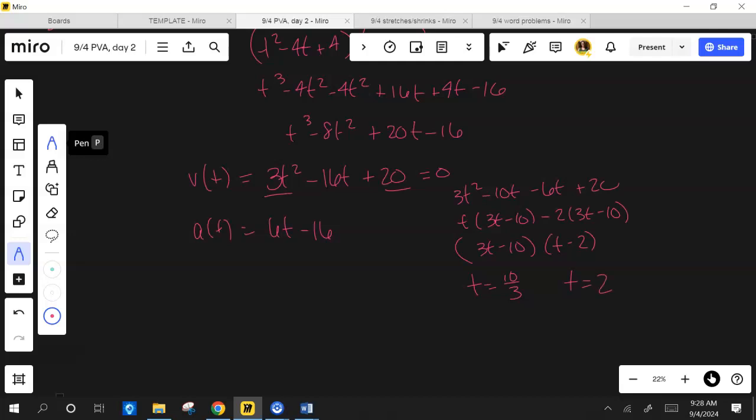Do I know if it's changing direction there? No, I don't know right now. But I know he stopped. I know that bug stops at 10/3 seconds, and I know that bug stops at 2 seconds. What he does outside of that, I don't know. I could find out. How could I find out?